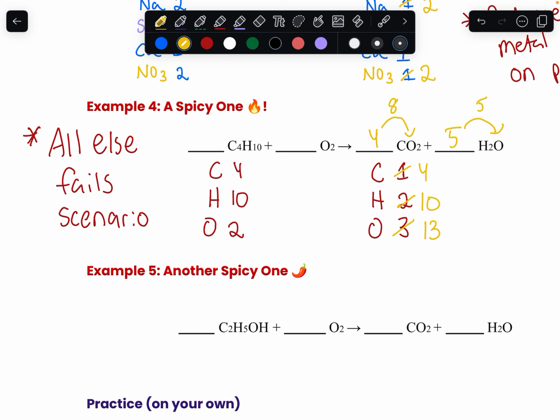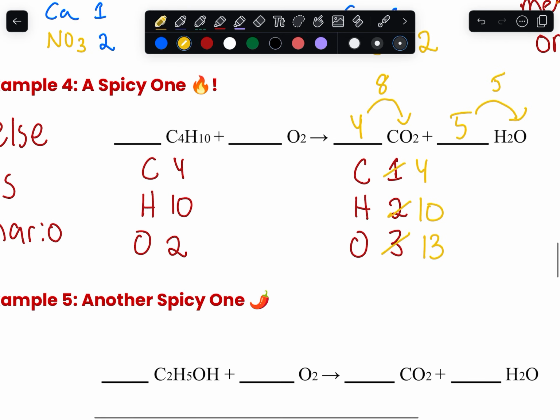Okay. So if you think about what is 13 divided by 2, that would be about 6.5. So if I were to multiply oxygen by 6.5, that would get me to 13. Unfortunately, we are not allowed to have decimals in our coefficients of a chemical reaction. So what we have to do is use the all else fails scenario, and what that involves is multiplying the entire equation by 2.